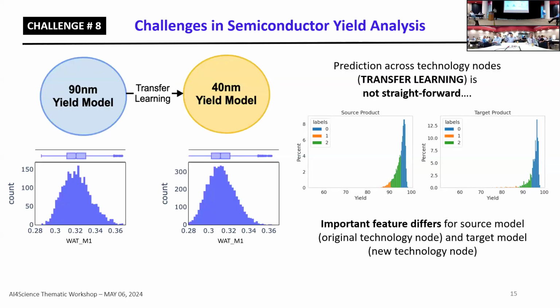We did try to do transfer learning as well as part of this exercise. These are not even 3D architectures or whatever, it's still planar devices, planar transistors and so on. But we just wanted to do an exercise to see if a 90 nanometer yield model could be applicable to a 40 nanometer technology, and it frankly did not yield good results. So it's not that easy to just do transfer learning as we would do in other applications.